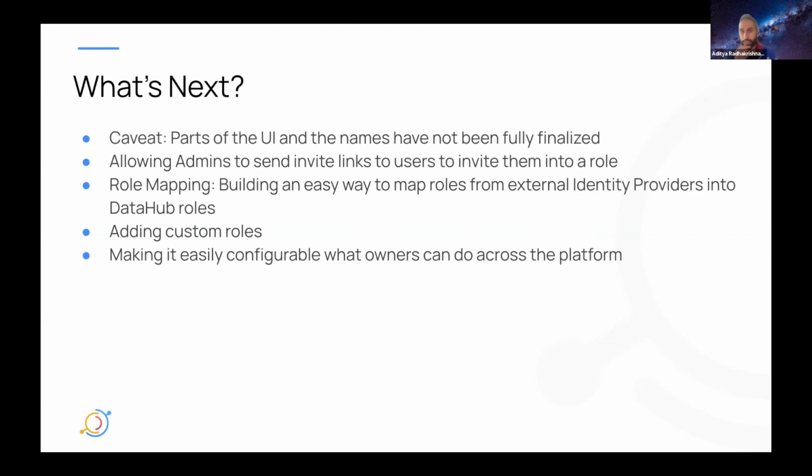Another thing that we would like to do is make it easily configurable at some point what owners can do across the platform. Have a page with a checkbox, where you just say that owners should be able to do this thing and this thing and this thing. So the way that we see this going forward is that our permissions will be based on three tiers. You have roles, you still have data policies, and then we can also have this additional system to manage what owners can do.